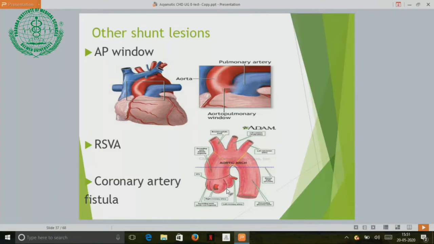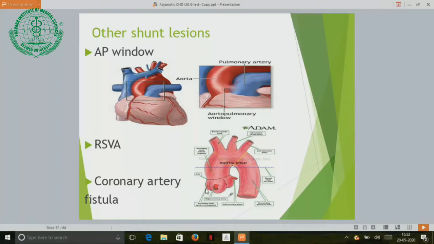If this portion ruptures, it can communicate most commonly with the right ventricle, or it can also communicate with the right atrium. That is called rupture of sinus of Valsalva aneurysm. So this is a very rare left to right shunt lesion.